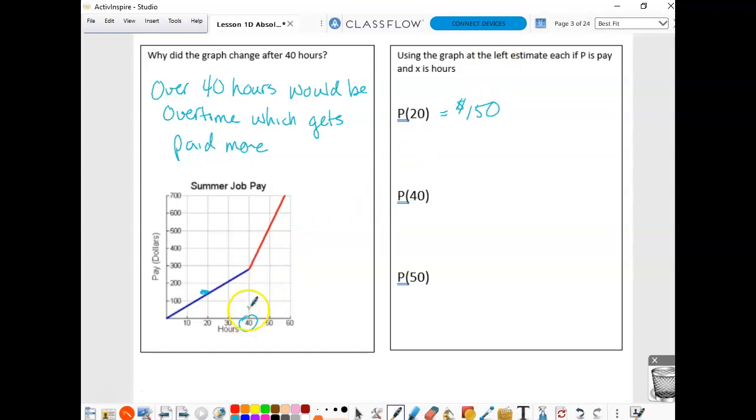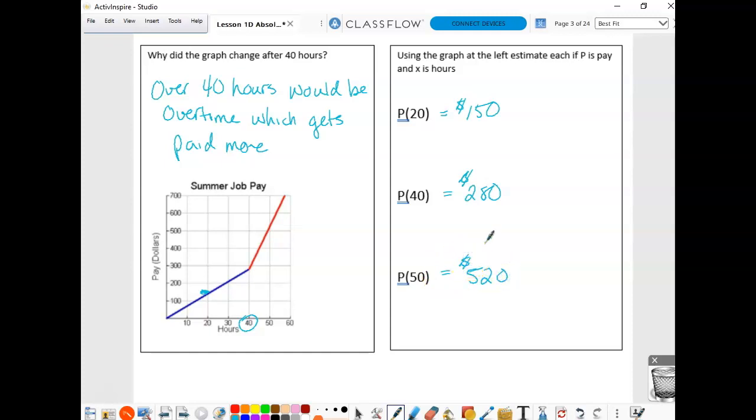If I go over here and approximate my pay at about 40, it looks like it's below that $300 line. So I might put 280 or 275. Anything around that will get you the correct answer because we don't have a function to substitute it into right now. So if I go to the hour number 50 for this third one and I go up and read the pay, it looks like it's just above the 500 mark, so maybe $520.